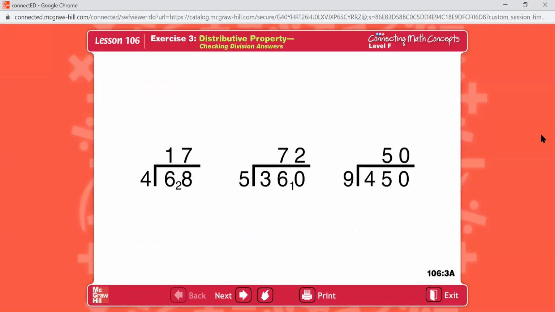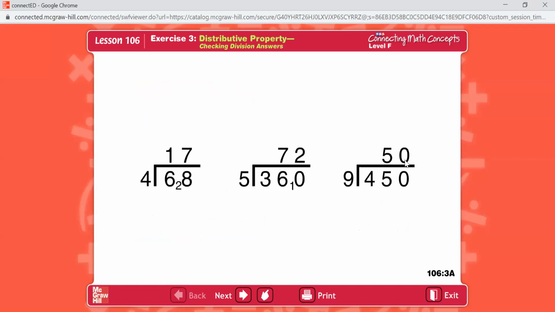You're going to read these division facts. First problem. 68 divided by 4 equals 17. Second fact. 360 divided by 5 equals 72. Third fact. 450 divided by 9 equals 50.